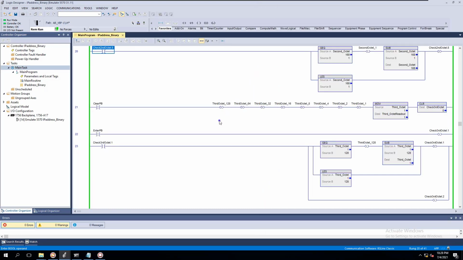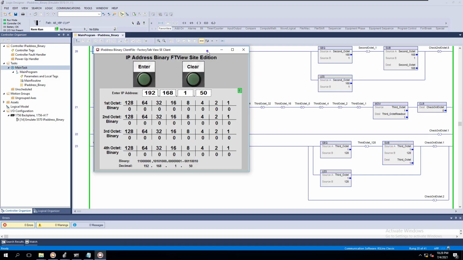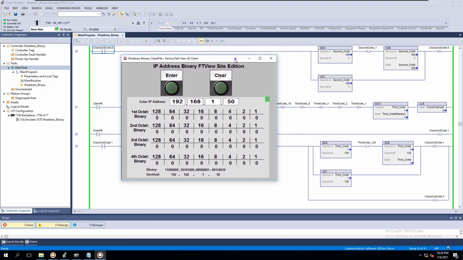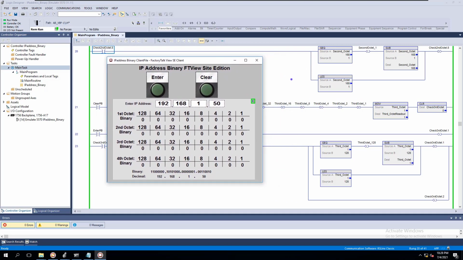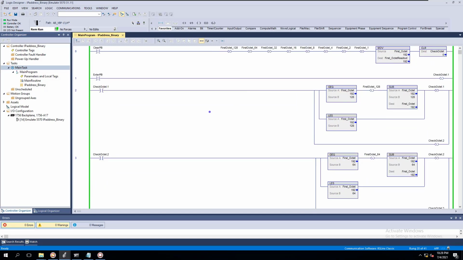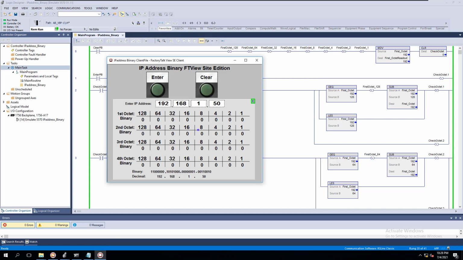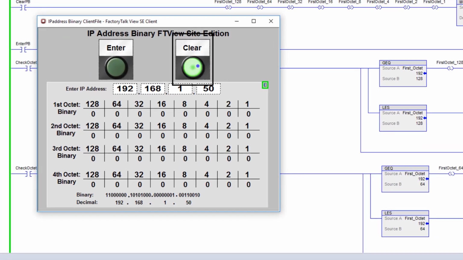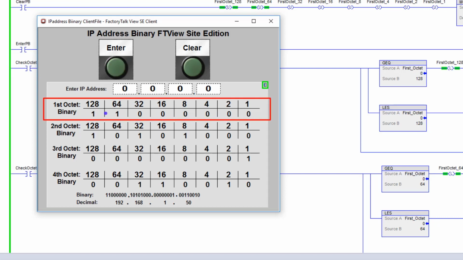All right, so let's come over here to our HMI application. I did build this, so I can move it around, and this is the code behind it right here. It's basically coming in looking at each octet, looking at each one. Real simple logic. So we clear out our system. Now I have a base one I put in here right now, which is 192.168.150. I hit enter, and it's going to populate our actual binary for that.